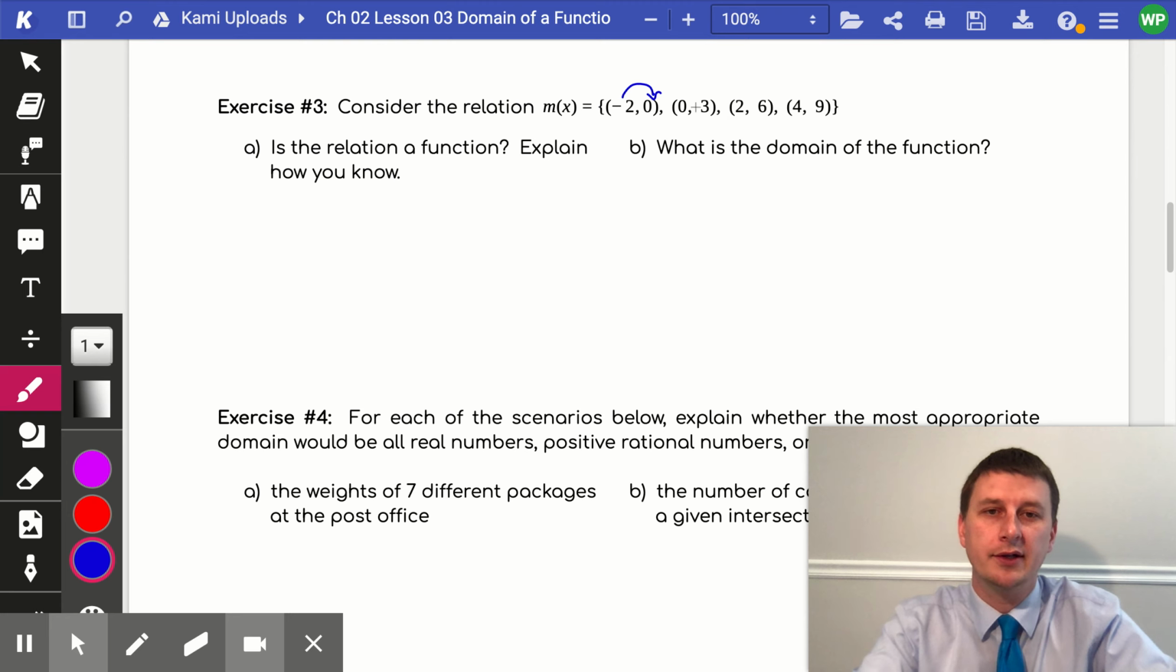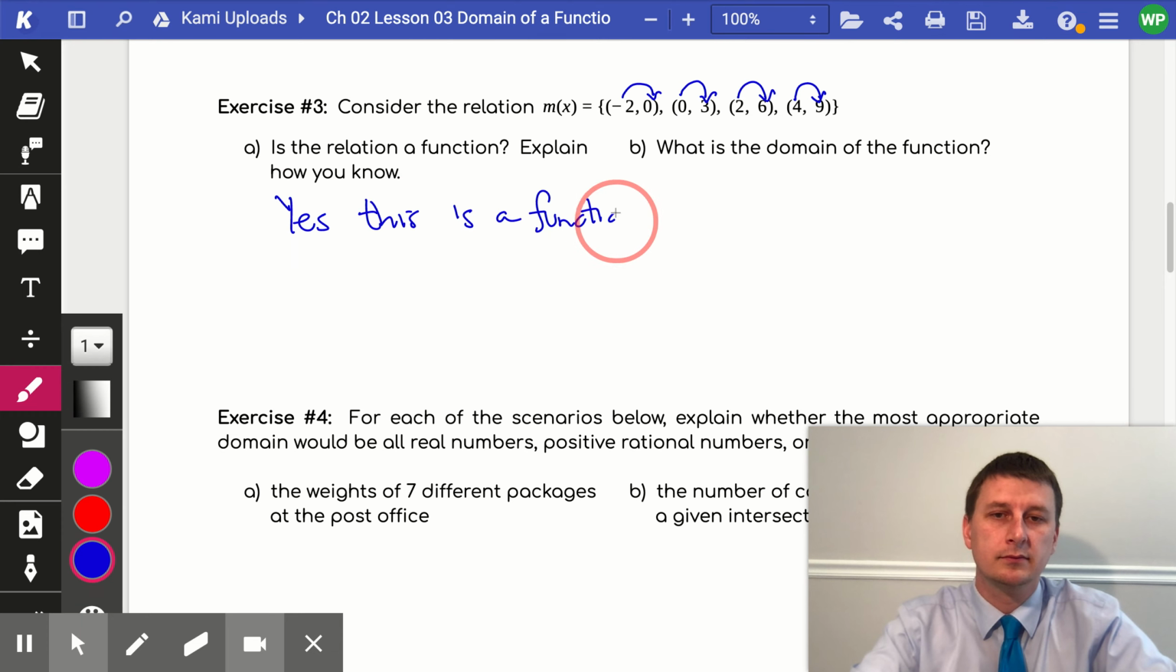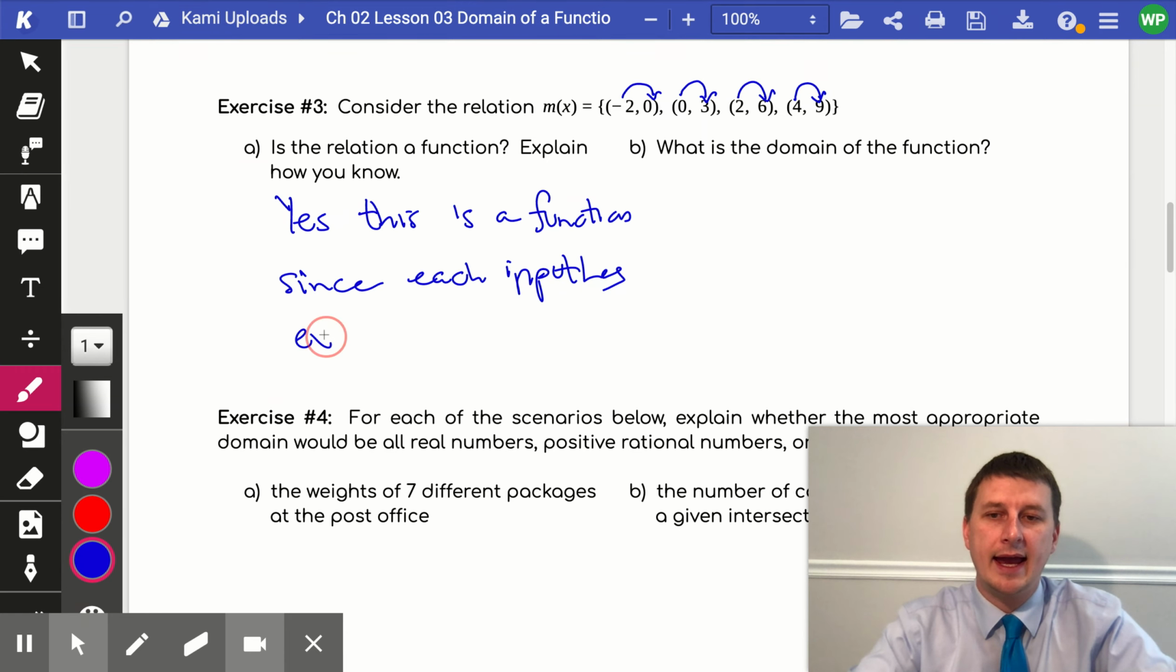We have to check all of our other inputs. 0 has an output of 3 here. 0 does not have any other inputs going to other outputs, so we're good with 0. 2 has exactly one output of 6, since there are no other inputs of 2 that lead to any other outputs. And finally, 4 has exactly one output of 9. So yes, this is a function, since each input has exactly one output.